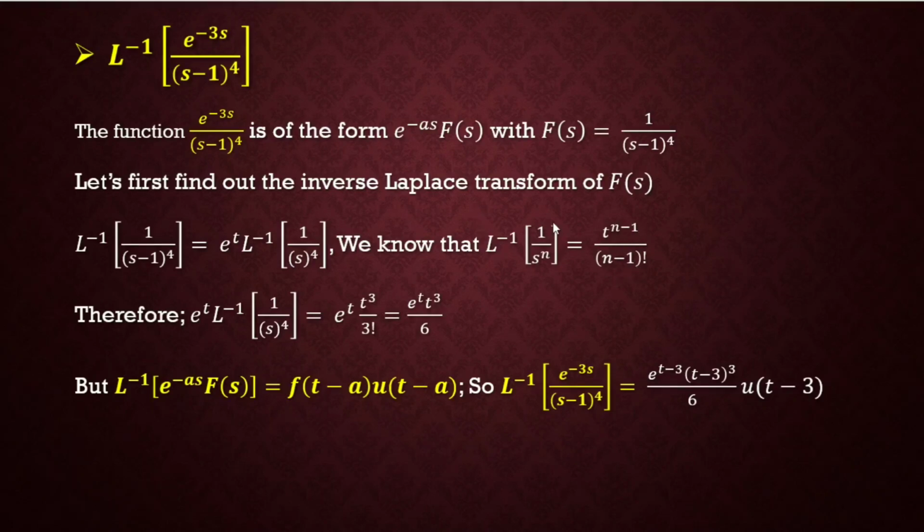So Laplace inverse of 1 by s raised to 4 will be equal to t raised to 4 minus 1 by 4 minus 1 factorial. That is t cube by 3 factorial. And 3 factorial is equal to 6. Therefore, t cube by 6.